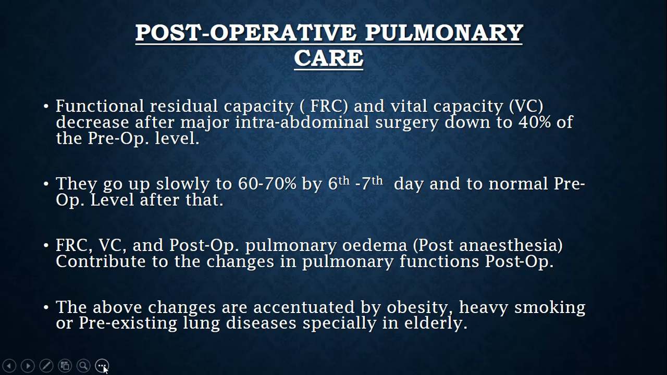Postoperative pulmonary care. Functional residual capacity and vital capacity decrease after major intra-abdominal surgery down to 40% of the preoperative level. But they go up to 60 to 70% by 6 to 7 days and become normal afterwards in the postoperative period.